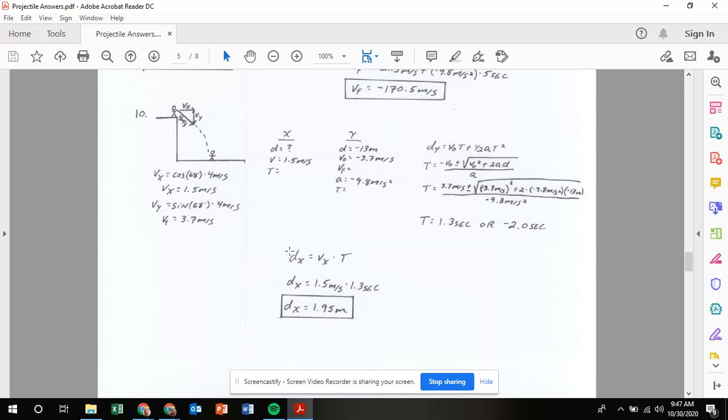So to solve for how far this goes in the x direction, I take my x velocity, 1.5, multiply by our time, 1.3, to get a distance in the x direction of 1.95 meters.